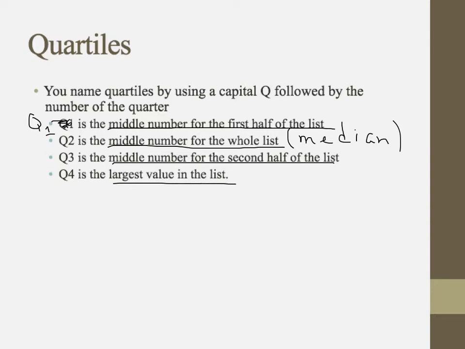Quartile 3, Q3 here, is the middle number for the second half of the list. And quartile 4 is the largest value in the list. Pause the video to fill in your blanks.